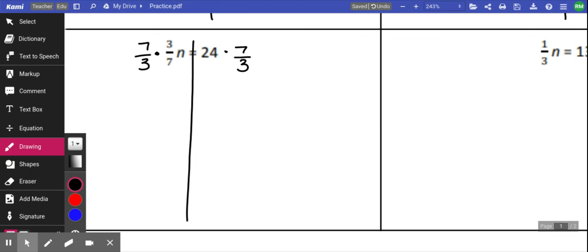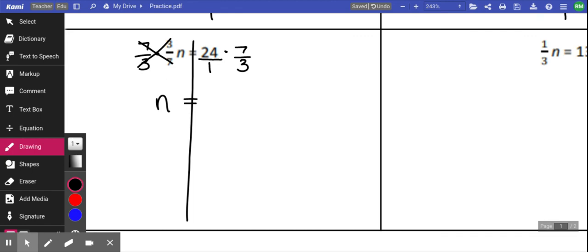Okay. Since this is a fraction here, let's go ahead and change this 24 to a fraction too. Okay. These will cancel out on this side. We're going to be left with n equals. Remember, when we're multiplying fractions, you multiply the top, multiply the bottom. And simplify if you can.